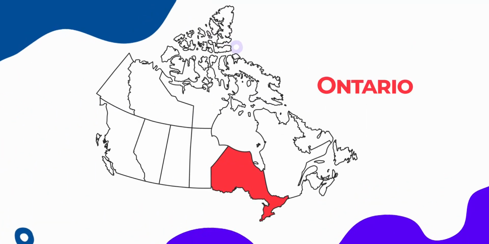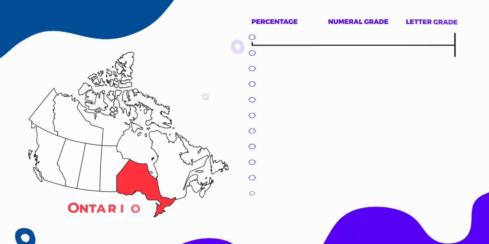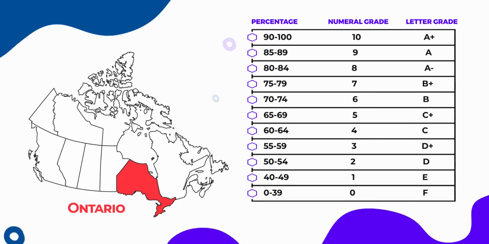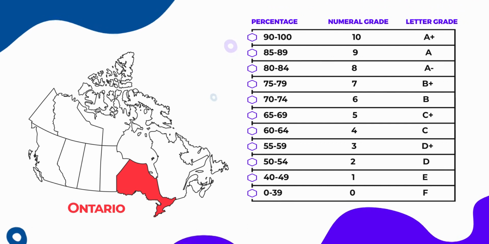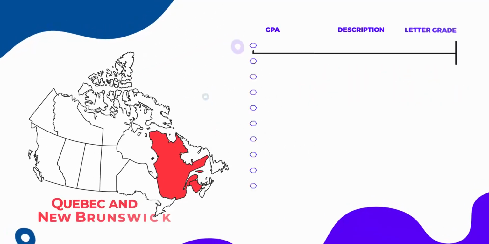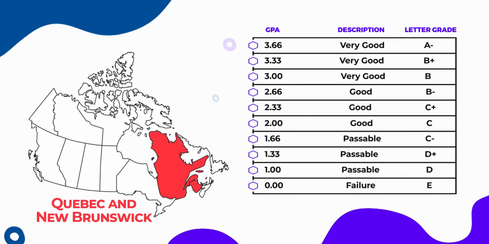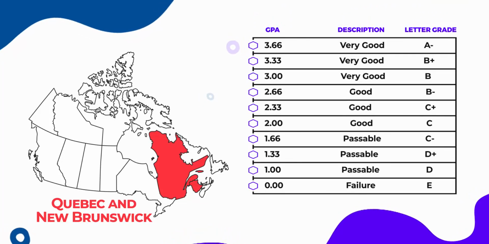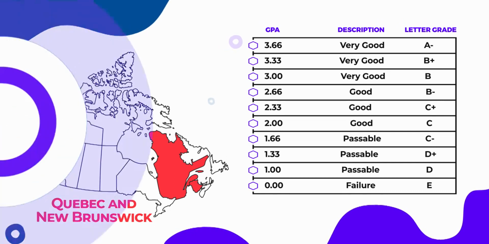Now the most popular province, that is Ontario. Very similar to Nova Scotia, but Ontario also comprises a numerical grade. For example, A+ has a numerical grade of 10, A would have 9, and A- would have 8. The numerical grades range between 0 to 10. Next up, we have Quebec and New Brunswick. Both these provinces follow a similar grading system comprising alphabetical grade and GPA with defined qualifications. Generally, GPA 3.00 plus will be very good, 2.00 plus will be good, and 1.00 plus will be passable.